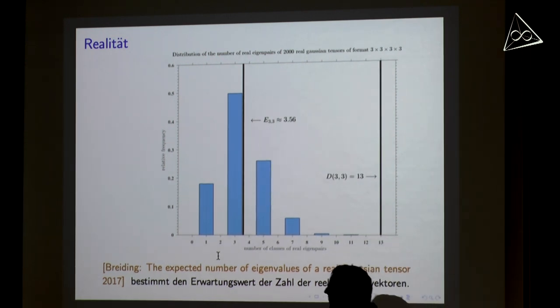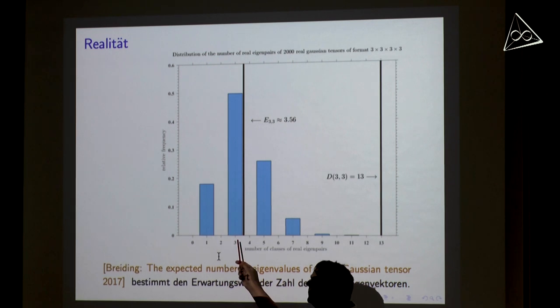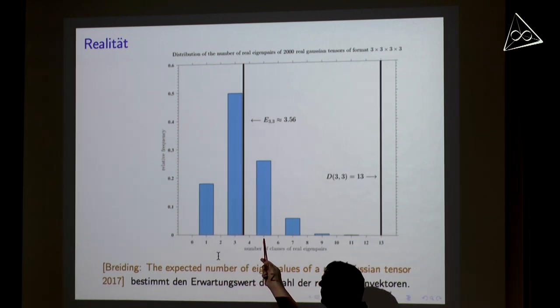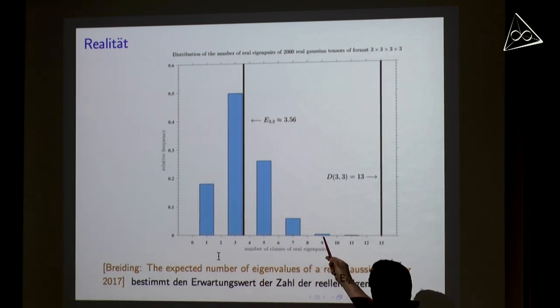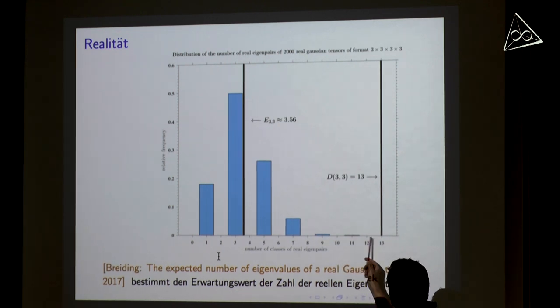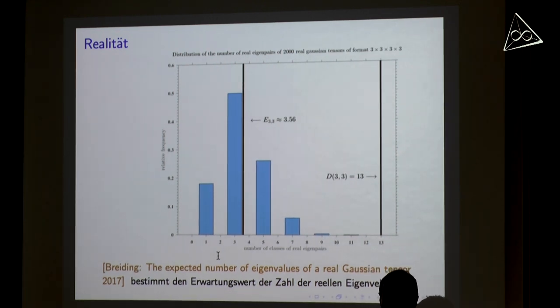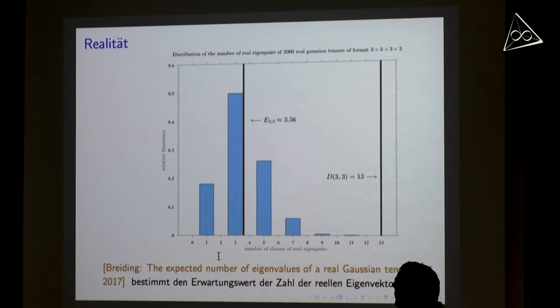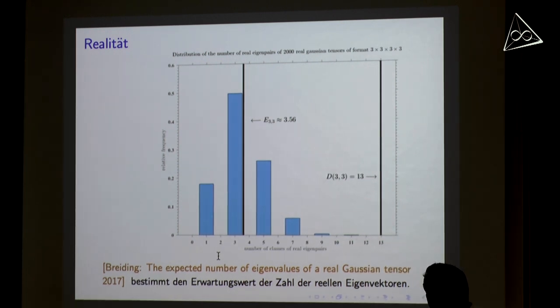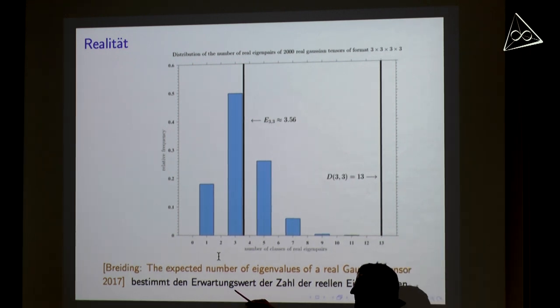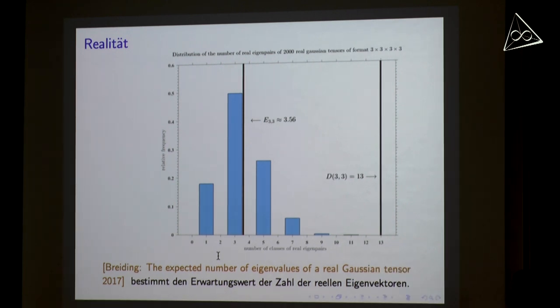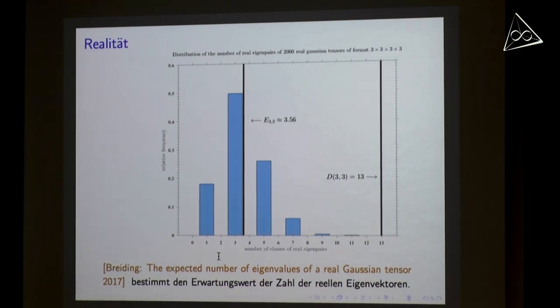Now the real count will be odd, so 1 is possible, 3, a lot, 5, quite a few, 7, still some, 9, few, 11, very few, 13, very, very few, okay? And the average is 3.56. Paul gave a very nice formula for the expected value, Erwartungswert, in terms of a certain hypergeometric integral. So this fits under random tensor theory.